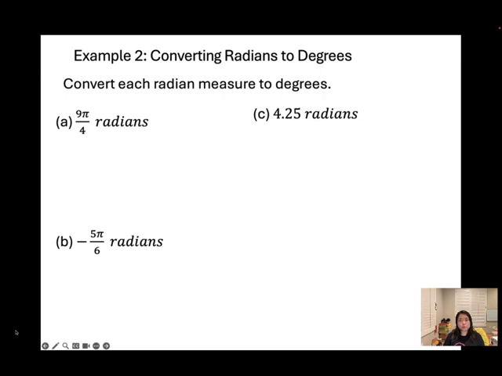Example 2, convert radians to degrees. So when you have 9 pi over 4, you want to convert to the degree. You will multiply by 180 over pi. So you should be able to reduce the pi here, and then you're only left with the degree. Simplify it, you're going to get 405 degrees.